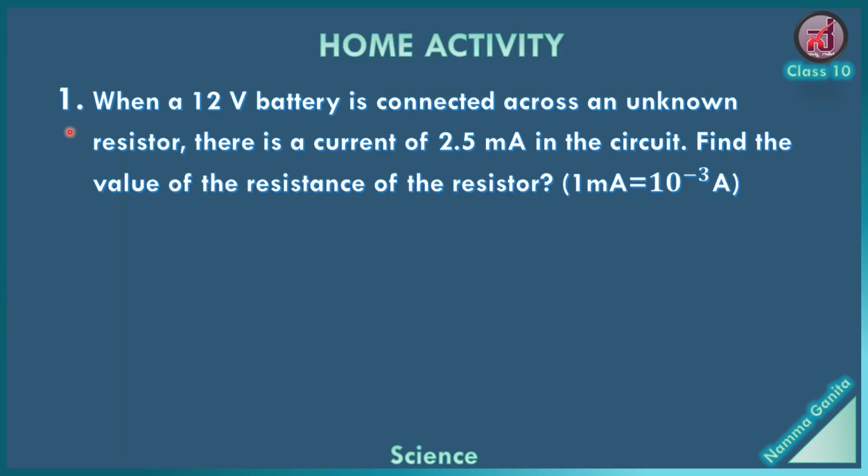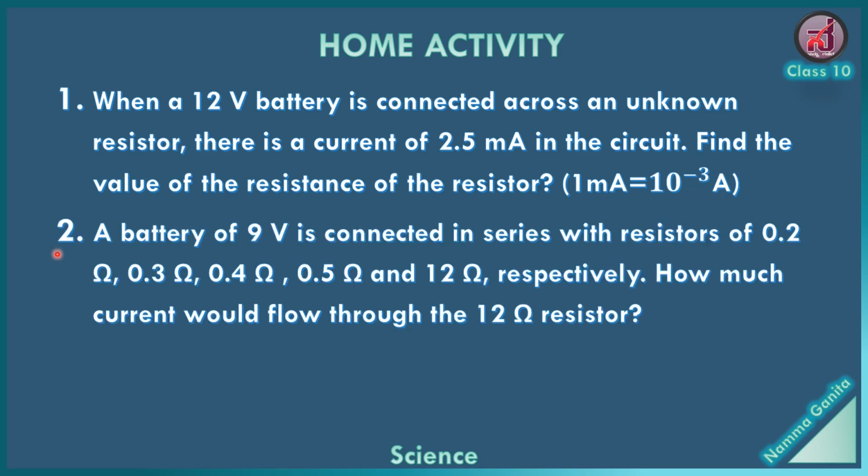Home activity. Question number 1. When a 12 volt battery is connected across an unknown resistor, there is a current of 2.5 milliampere in the circuit. Find the value of the resistance of the resistor. 1 milliampere is equal to 10 to the power minus 3 ampere.